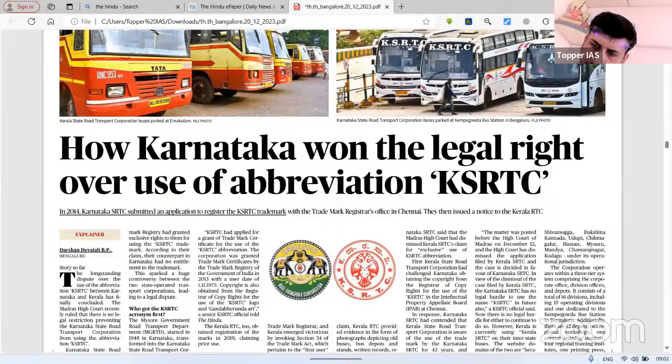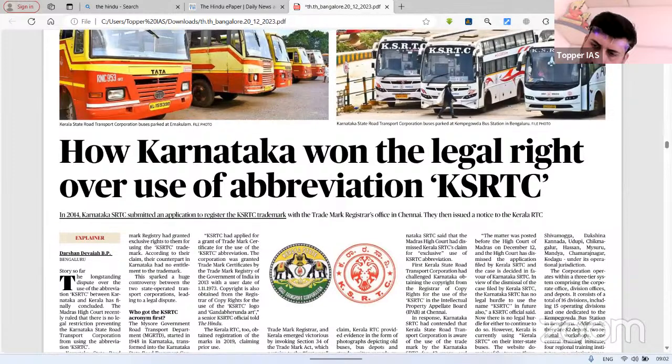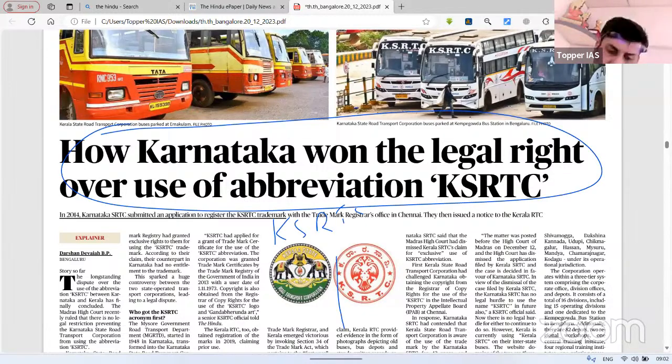Abbreviation of KSRTC. Even Kerala also says KSRTC is mine, and Karnataka was also saying KSRTC is mine. Okay. Karnataka that they can officially use. So, what is the issue? Like, what are the restrictions? Anyone?